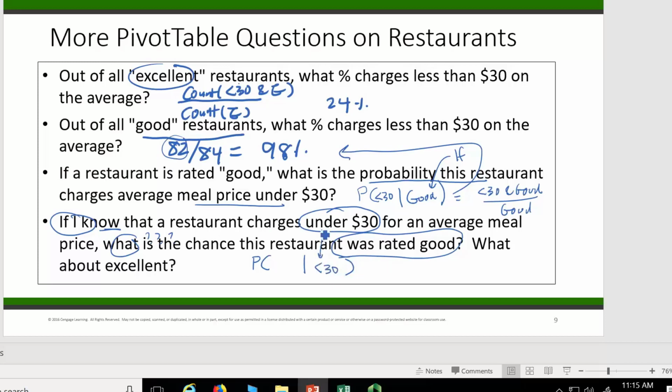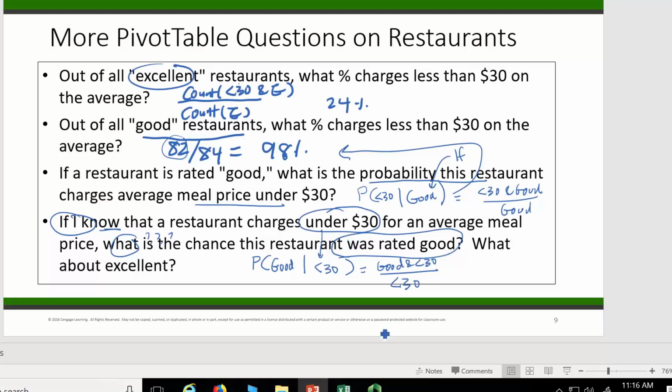Under $30. If I know that this has already happened, now what is the chance the restaurant was rated good? So the probability of good. What is the probability of good given under 30 for the meal price? Now, don't we already have this? Here I'd have to put under 30 in the denominator, and good and under 30 in the numerator.